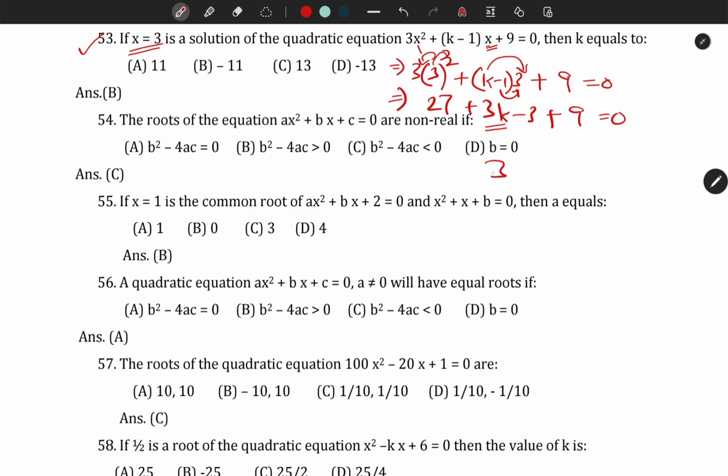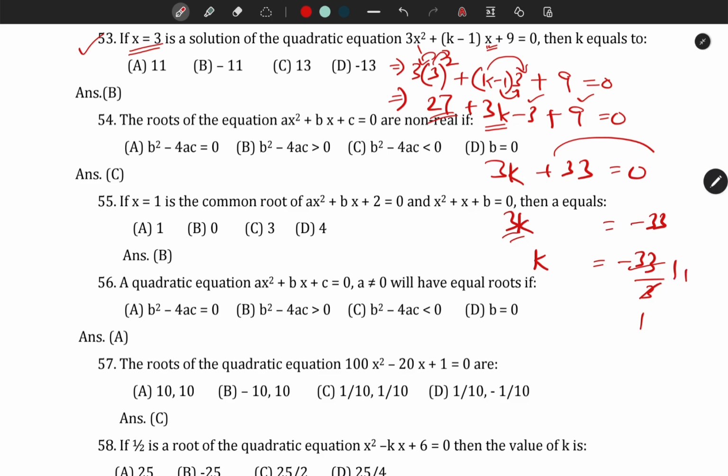And if you keep the k term here, we have 3k. And this 27 minus 3 is 24. 24 plus 9 will be 33. So we have plus 33 equals to 0. Next line, 3k plus 33. If we take it to the other side, it will be minus 33. So k will be minus 33 divided by this 3 here. And if you divide by 3, you'll get minus 11. So the correct option is minus 11.